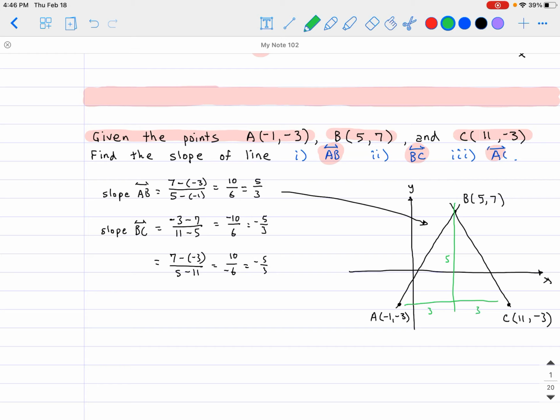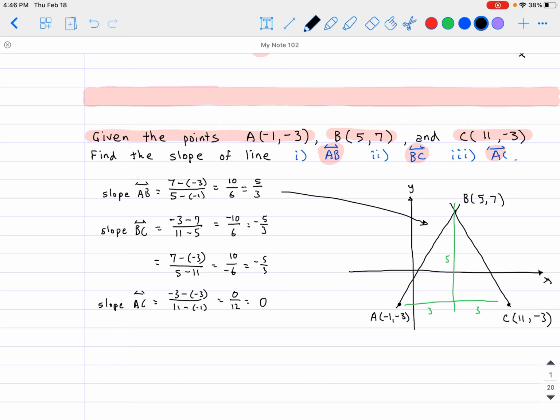Okay. Now, for the last part over here, which we're trying to find out, what is the slope of the last one, which is AC. So the slope of AC over here is, once again, the change in y over the change in x. So -3 minus -3 divided by 11 minus -1. So the top part comes out to be 0 because it's -3 plus 3. And then the bottom is going to be equal to 12, which tells me the slope is equal to 0 because 0 divided by any non-zero number is always equal to 0.